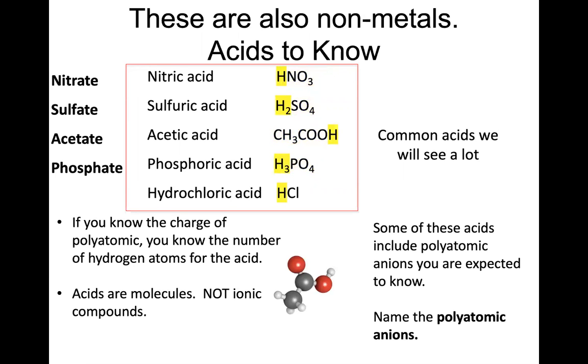If you know the charge for the polyatomic anion, you know the number of hydrogen atoms that you have attached there for the acid. Nitrate is NO3 minus. It has 1 hydrogen added to it. Sulfate, SO4 2 minus, so it has 2 hydrogens. Acetate is -1, so it has 1 hydrogen. Phosphoric acid, phosphate is PO4 3-, so it has 3 hydrogens. So by memorizing the formula for the polyatomic and the charge, you're really at the same time in a great spot to begin to memorize these acids.